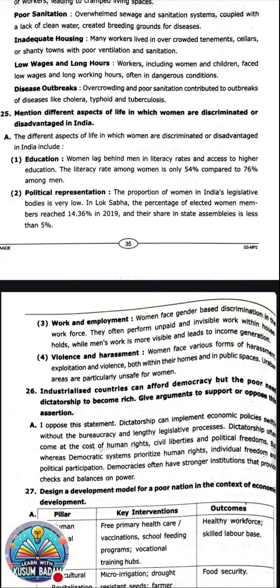So women's work at the house is unnoticed or invisible, unpaid work within the household, while the men's work is more visible and leads to income generation. Next, violence and harassment. Women face various forms of harassment, exploitation and violence, both within the house and in public spaces also. Urban areas are particularly unsafe for women.